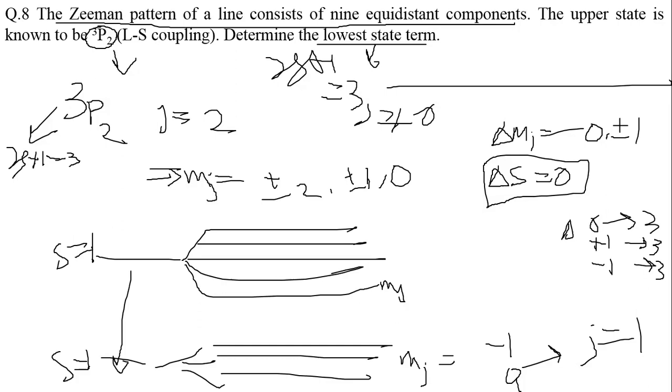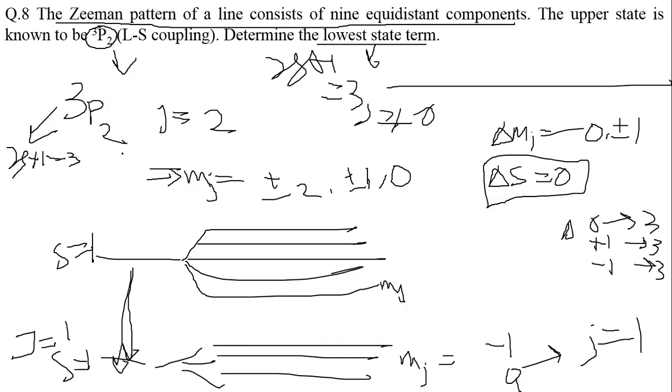So when S is not equal to 0, this effect is called the anomalous Zeeman effect. As I had told, there are different transitions. So there are 9 components. The 9 components will be possible only when the ground state has mj values minus 1, 0, and 1. So these mj values of minus 1, 0, and 1 correspond to the j value of 1.